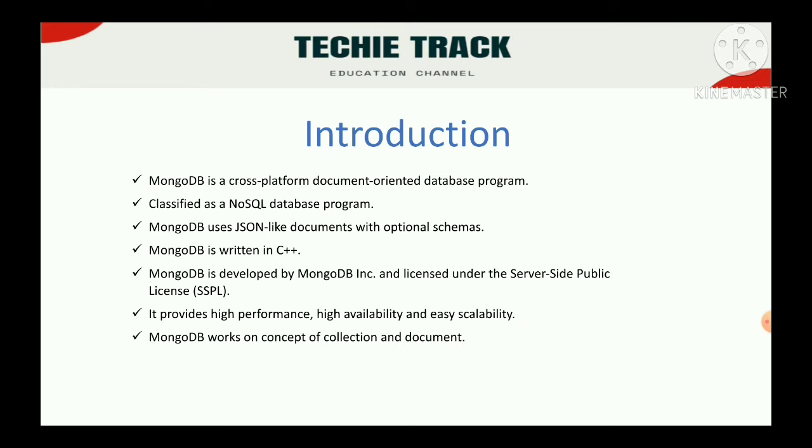NoSQL database means you don't need to write SQL statements like insert, update, delete, and it does not store the data in rows and columns format. Generally, RDBMS or DBMS store the data in an Excel sheet format, like a lot of rows and columns, right? In the same way they store the data. But MongoDB will store the data in a document format. Document format means keys and values. So, key value pairs.